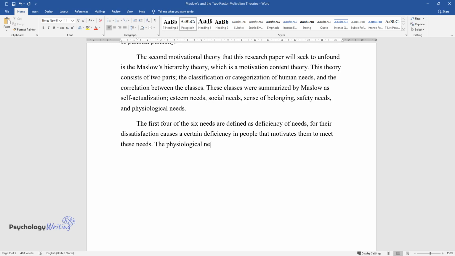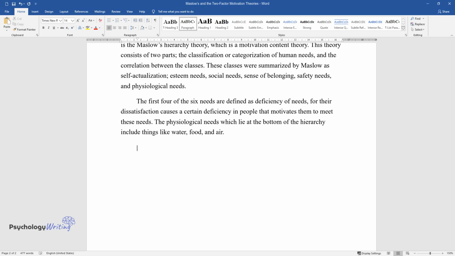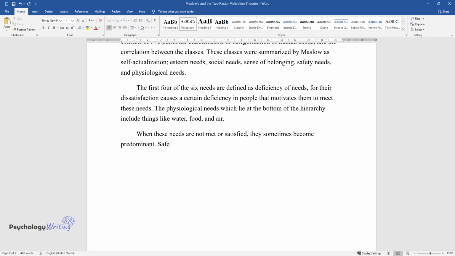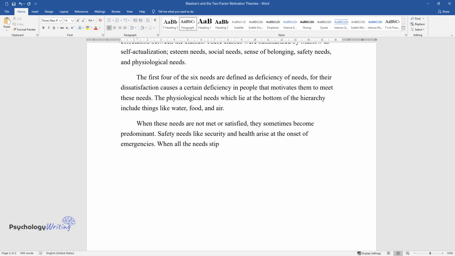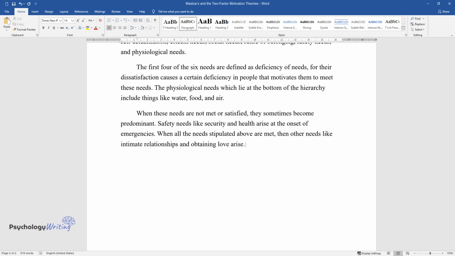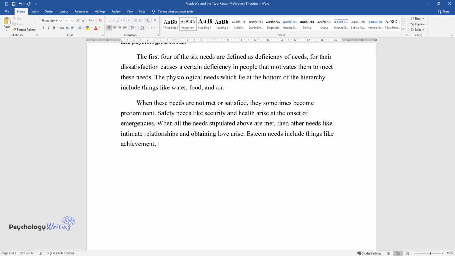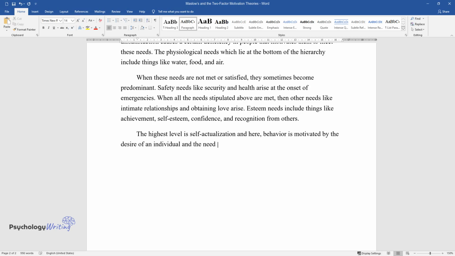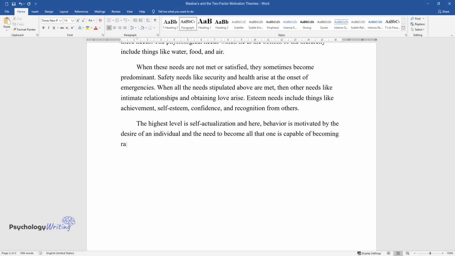The physiological needs, which lie at the bottom of the hierarchy, include things like water, food, and air. When these needs are not met or satisfied, they sometimes become predominant. Safety needs like security and health arise at the onset of emergencies. When all the needs stipulated above are met, then other needs like intimate relationships and obtaining love arise. Esteem needs include things like achievement, self-esteem, confidence, and recognition from others. The highest level is self-actualization, and here, behavior is motivated by the desire of an individual and the need to become all that one is capable of becoming rather than deficiencies.